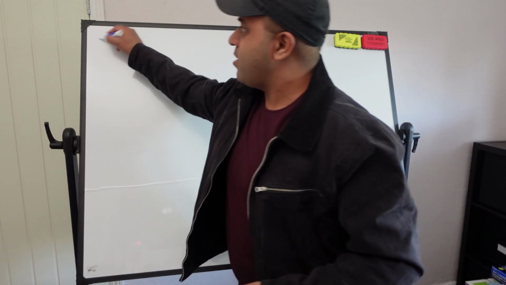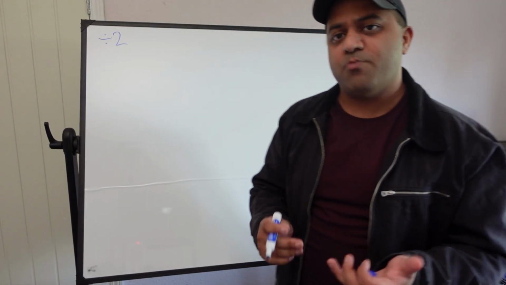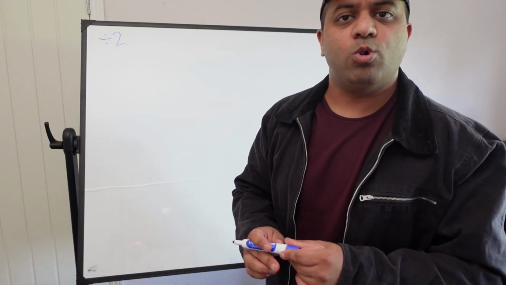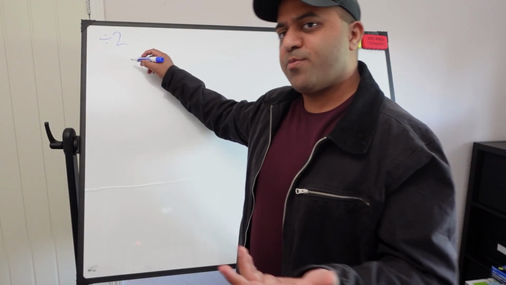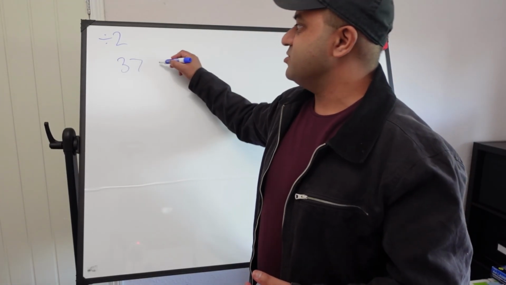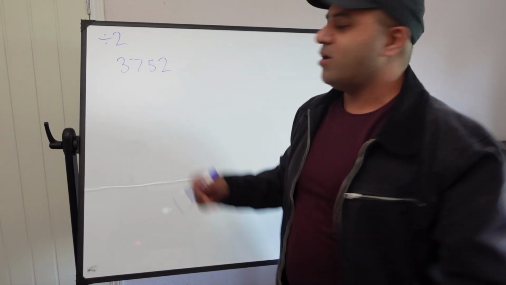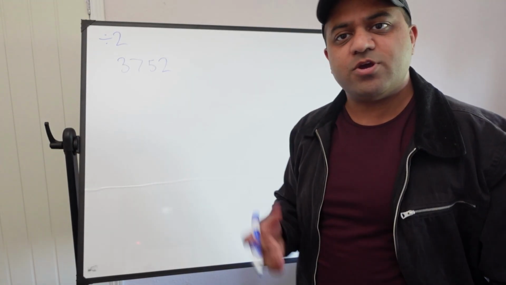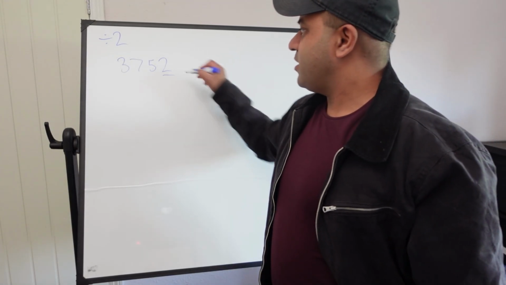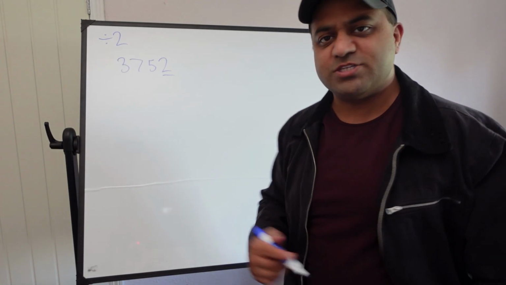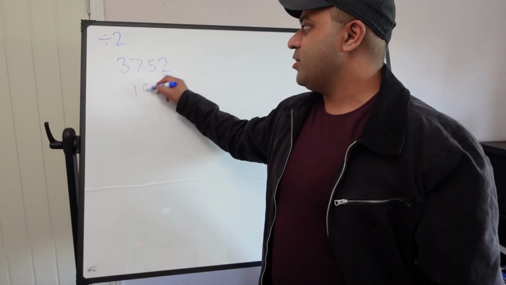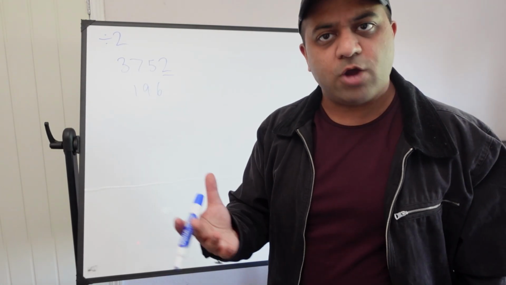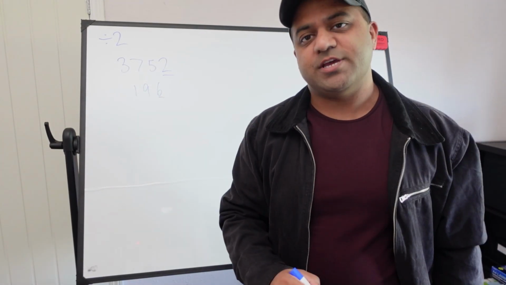So, if you want to know if a number is divisible by 2, well, let me give you an example and maybe some of you will already know it. I propose that the number 3,752 is exactly divisible by 2. How do I know this? Well, it's because the last digit is a 2. Let's do another example. The number 196. I know that that number is divisible by 2. How do I know that? It ends with a 6.